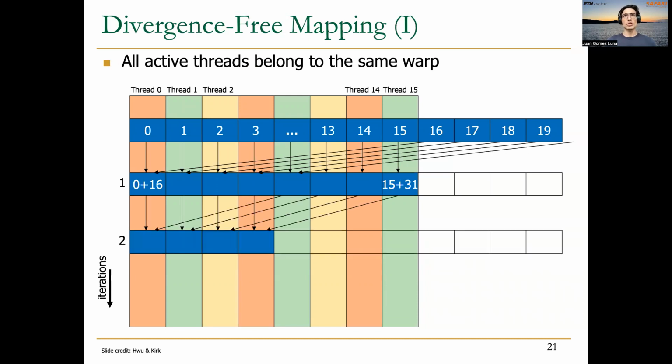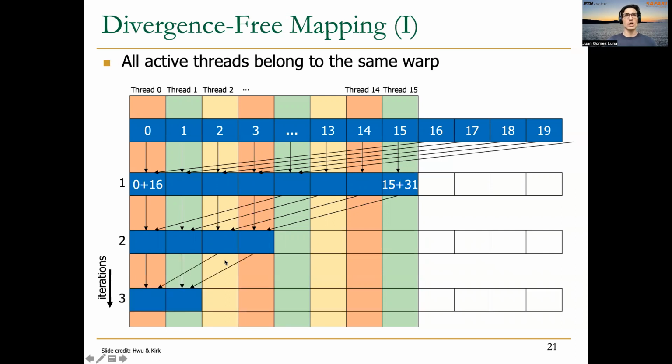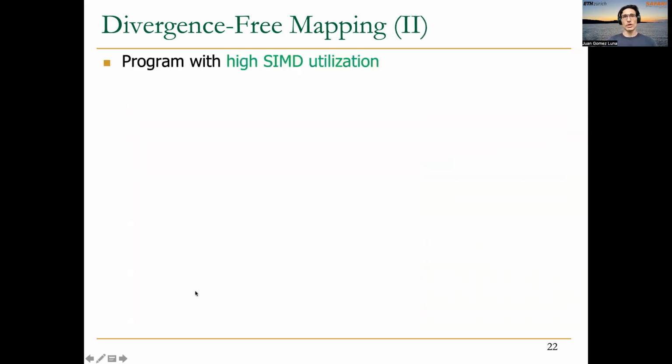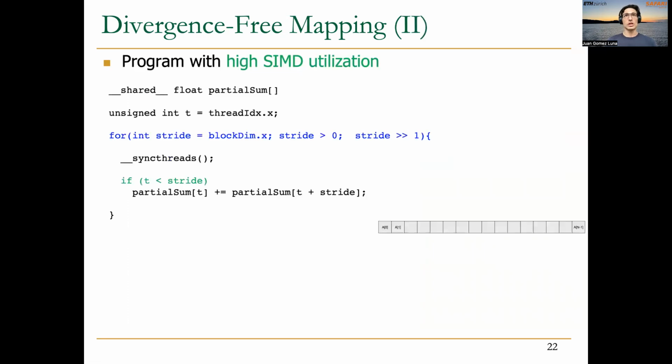This could be iteration 1. In iteration 2, half of the threads retire, but observe that the threads that continue working are consecutive, and that means that they belong to the same warp, and so on and so forth. Now we end up having a program with higher SIMD utilization.